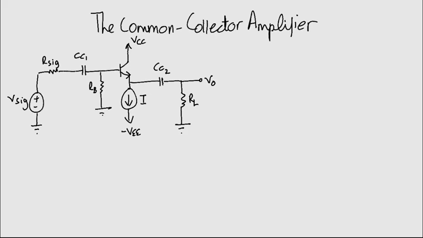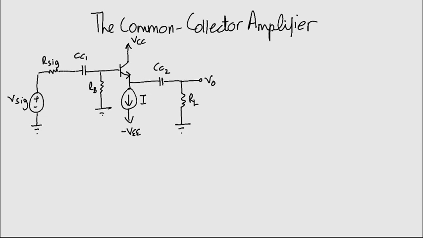Signal ground means that at all frequencies of interest, the collector terminal must be grounded. And so, since the collector terminal is common between the base and the emitter by virtue of it being grounded, that is why we call it the common collector amplifier.